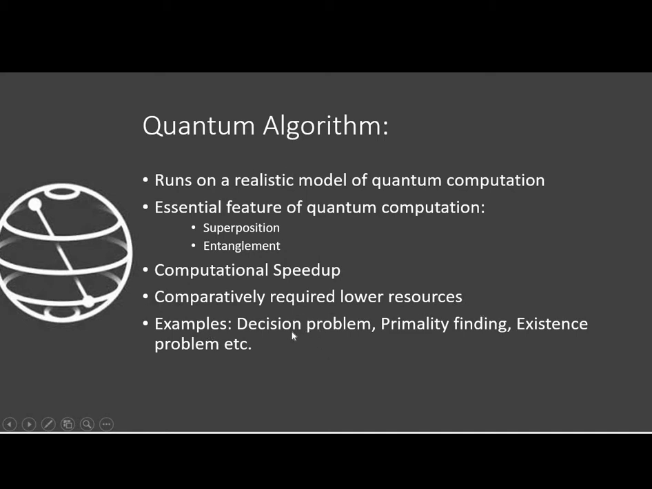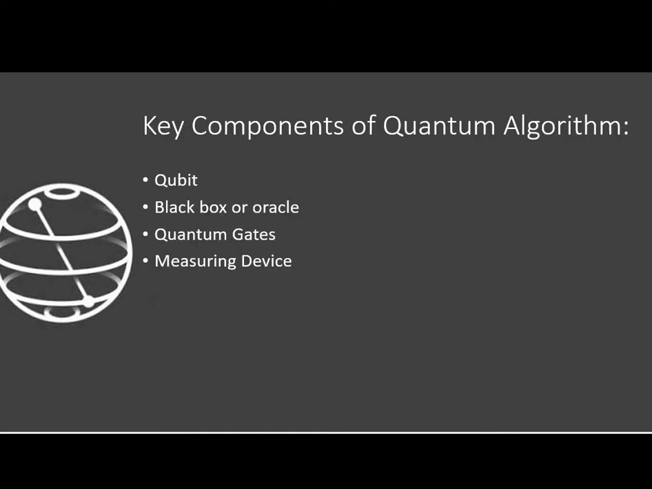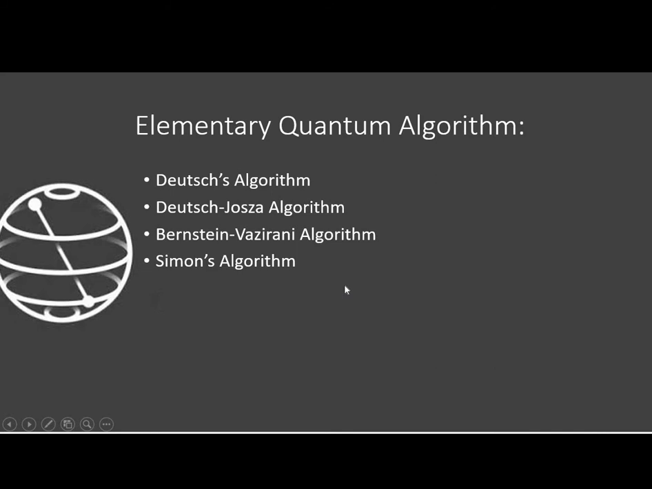The algorithm that solves some decision problem, or finds an existing problem more efficiently than classical computers. The key components of a quantum algorithm are qubits, then the oracle, then we have quantum gates, then we have to measure our output or outcome, so we need a measuring device.